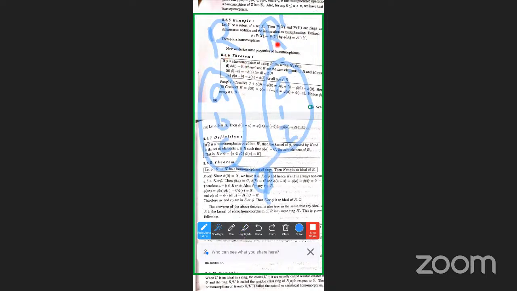So pi is a function from R to R dash. The domain elements are a, b, c, and the codomain elements are 0, 1, 2, 3, and so on. So pi is a function from R to R dash, and the kernel of pi is nothing but the elements whose image is 0: a has image 0, c has image 1, b has image 0.